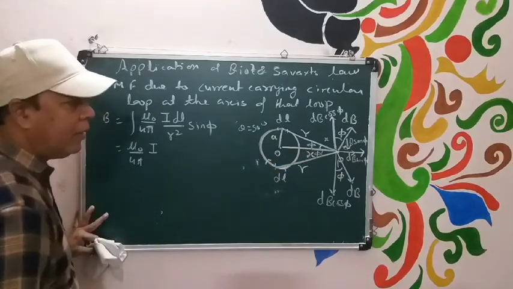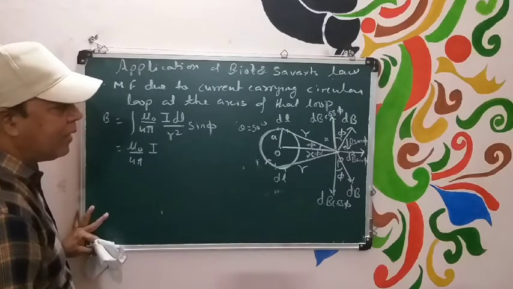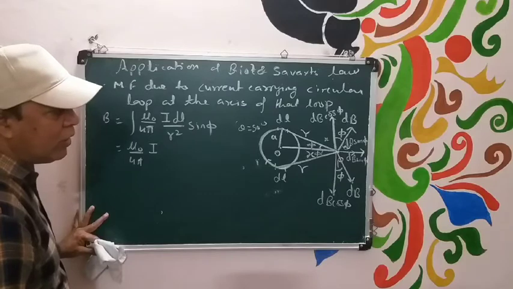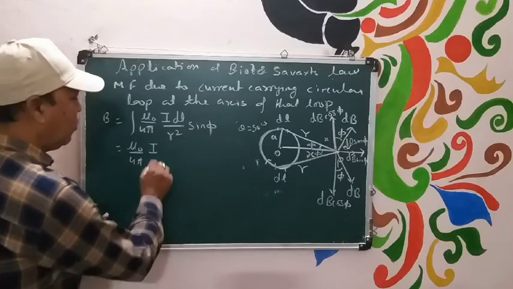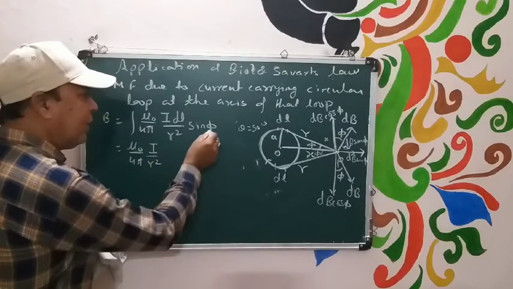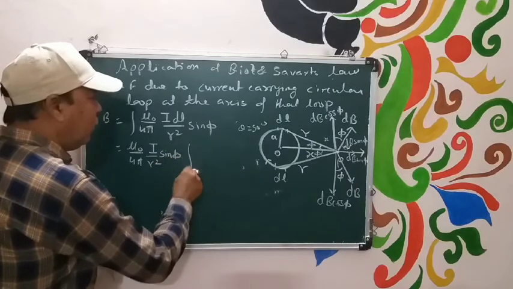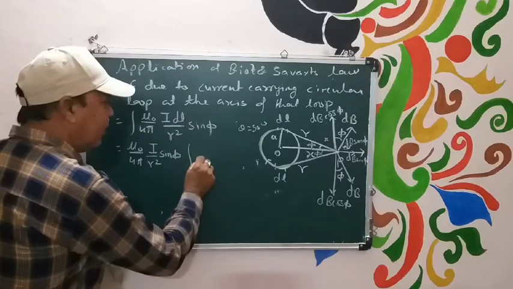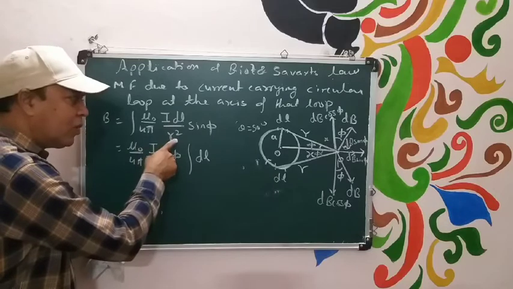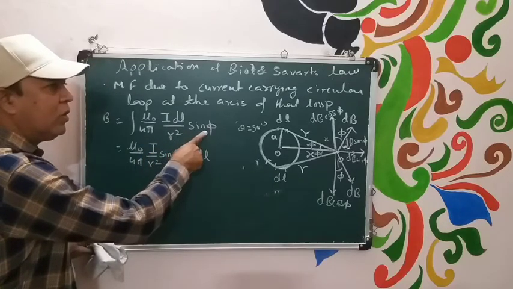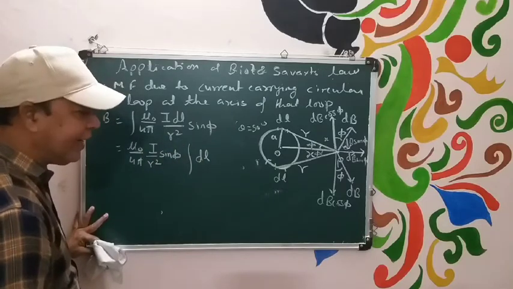the location of point P is given by the distance between dl and P, that is given by r. So what may be the position of dl? r for this case will also remain constant. So r square is also constant. Angle phi is constant, so sin phi is also constant. You will find only the integration of dl. देखिए आप इसमें, mu naught upon 4 pi is constant, I is constant, r square is constant, sin phi is constant. तो इसका इंटीग्रेशन से कोई लेना देना नहीं है, इंटीग्रेशन से बाहर आ जाएगा. Only you have to integrate dl.